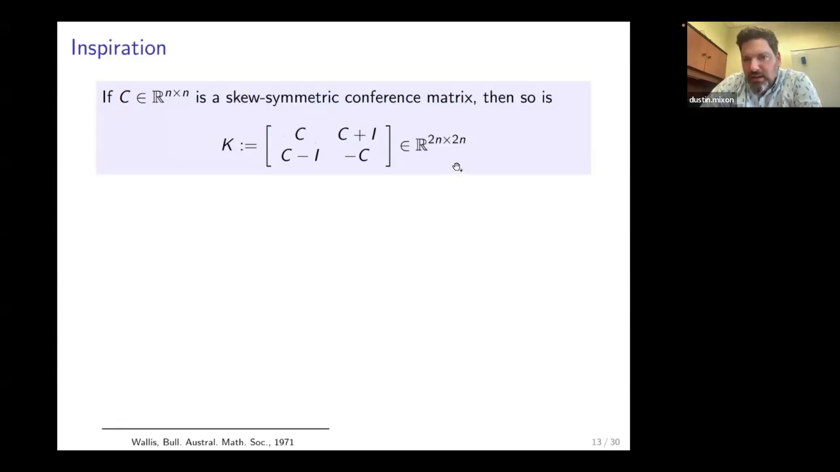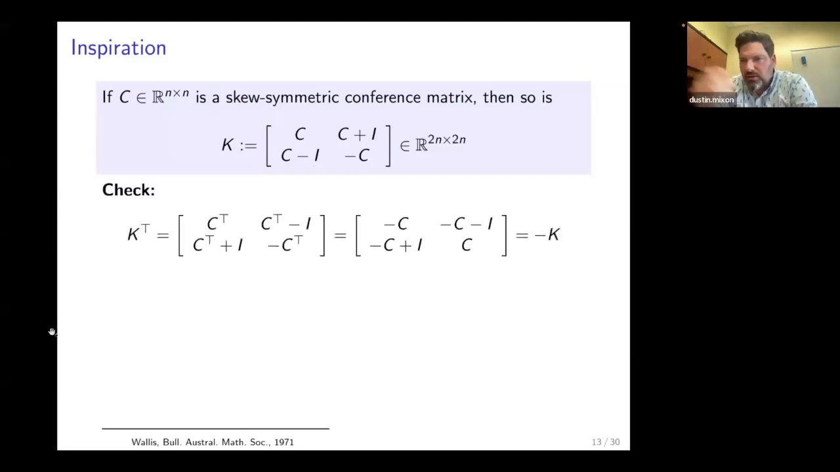You can make it have twice the size, twice the number of rows and columns by dumping C in certain places and adding or subtracting I as appropriate. Kind of makes sense that you need to do some sort of modification to the diagonal because you need all plus or minus 1s on the off diagonal, and C has 0s on the diagonal. So it turns out that adding I up here and subtracting I down there does the trick. So you can just verify the relations that things work.